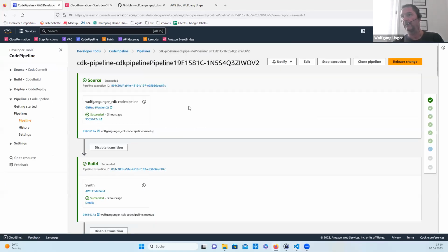So we can have a look here on this pipeline. You find this in the developer tools, pipelines. And here is this example. We have here a couple of actions.